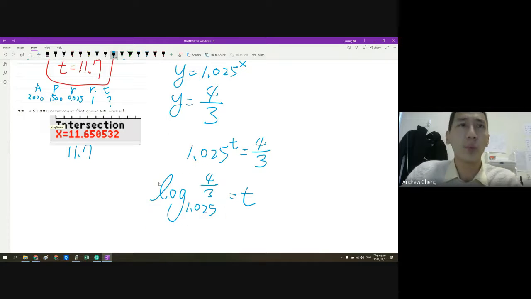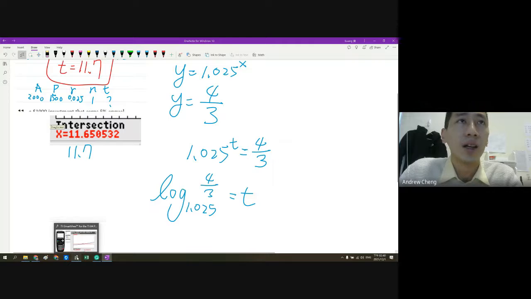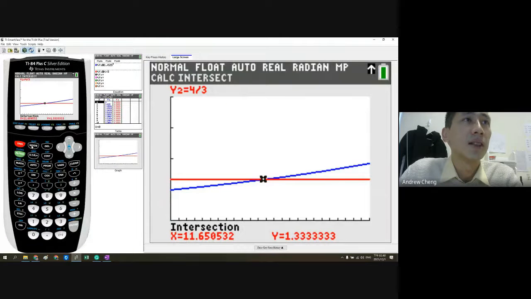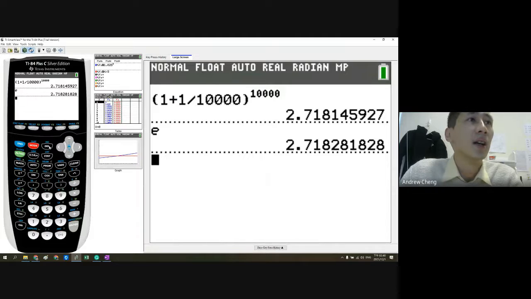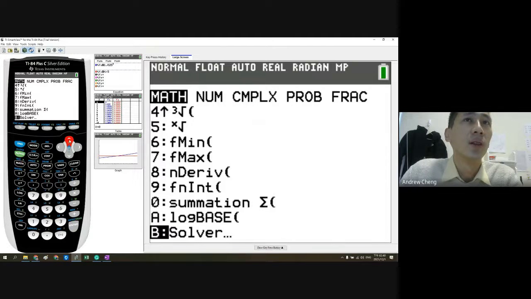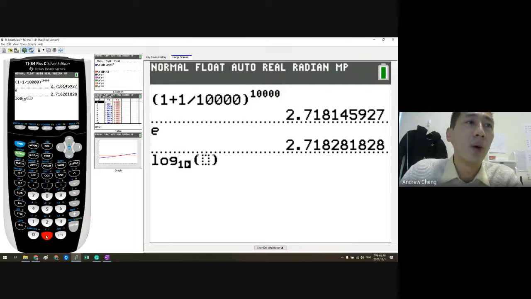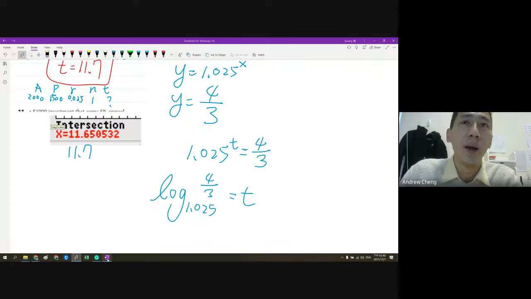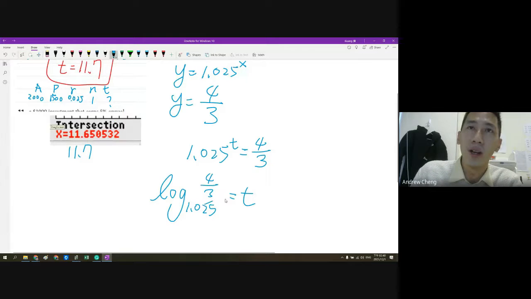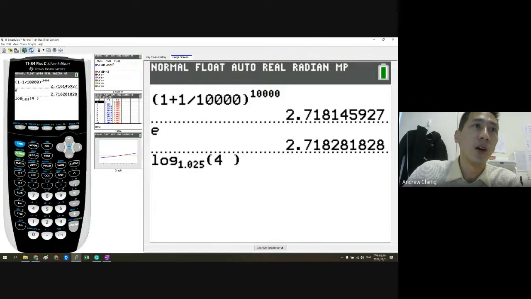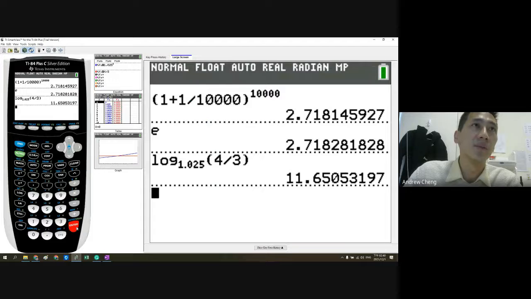So I can use log. Go back, second, quit. Use math. Scroll to log base. My base is 1.025 of what? Come back here. Of 4/3. And then you enter. You got 11.65. Wow. That's really close to my answer.